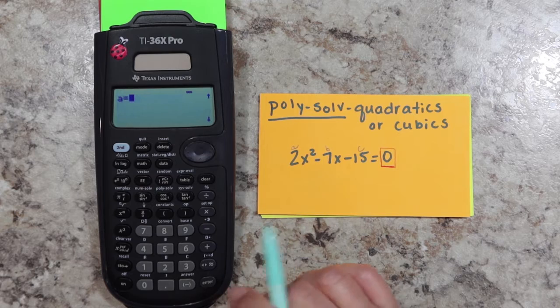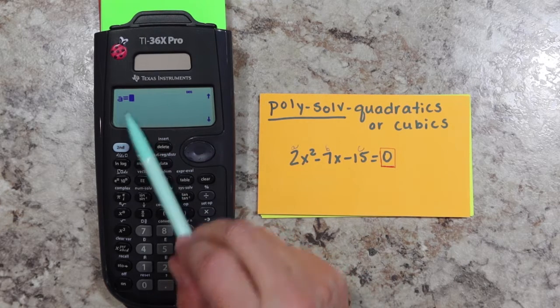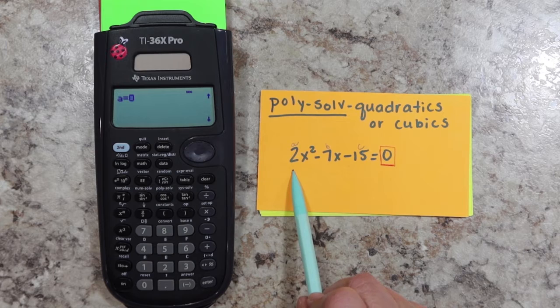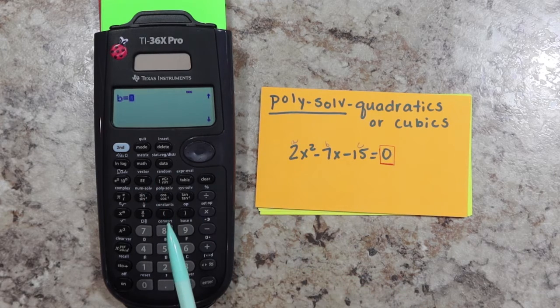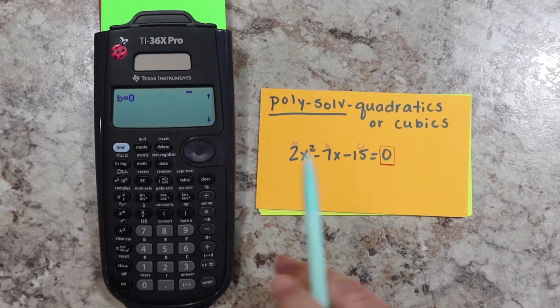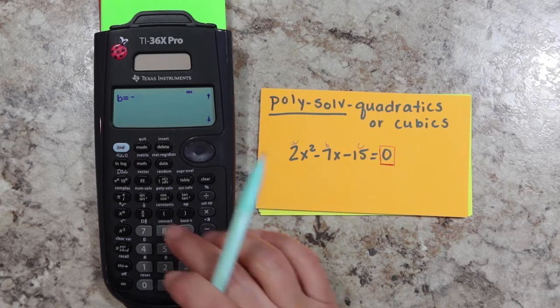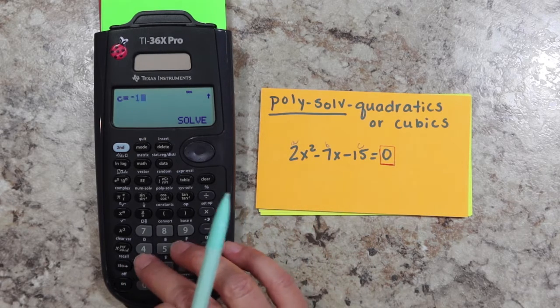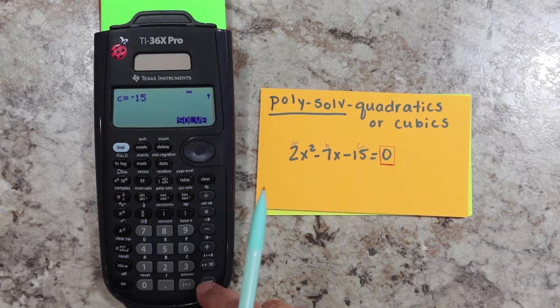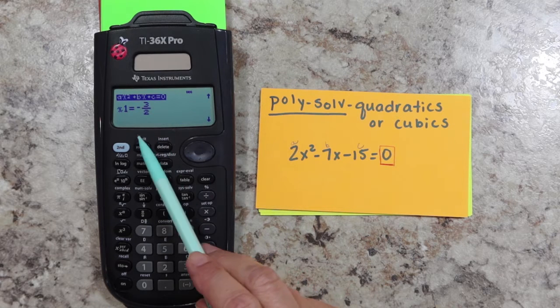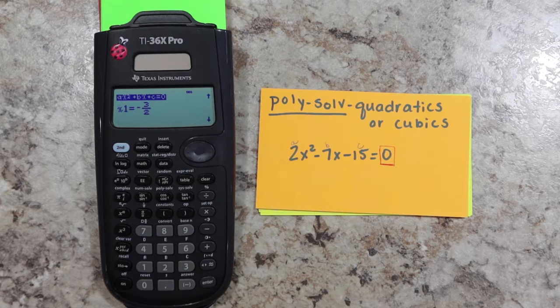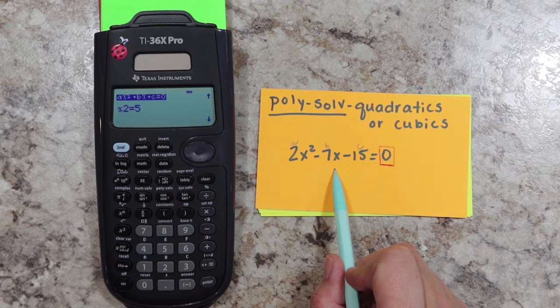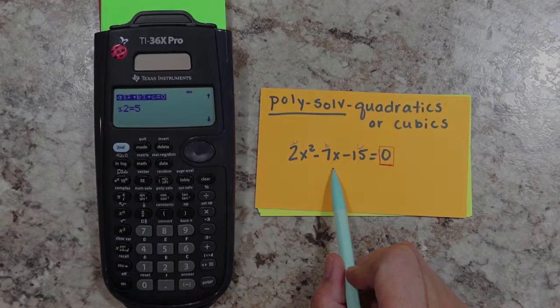So I'm going to hit enter, or you can hit the 1. Now it wants to know what's the coefficient of your A, or what is A? Well, that's the 2, and then hit enter. Now it says what's B? Well, my B is negative, be sure to use the negative button, 7, hit enter, and now it says what is C? That's negative 15, hit enter, and enter again. Now it tells me your first X is negative 3/2. If I hit enter again, it says my second x is 5. So the solution to this would be -3/2 and 5.